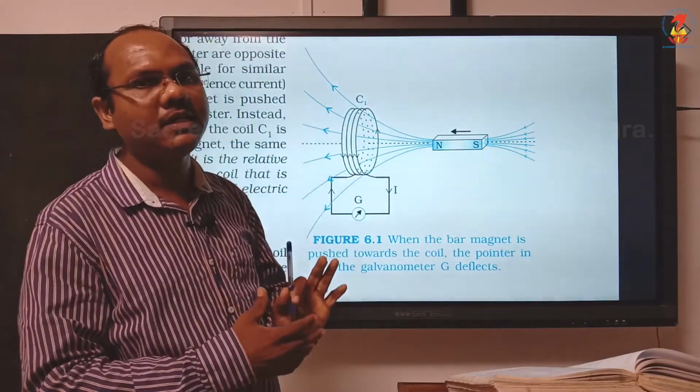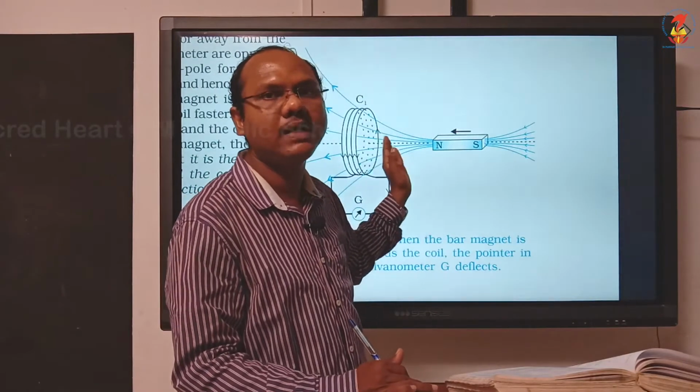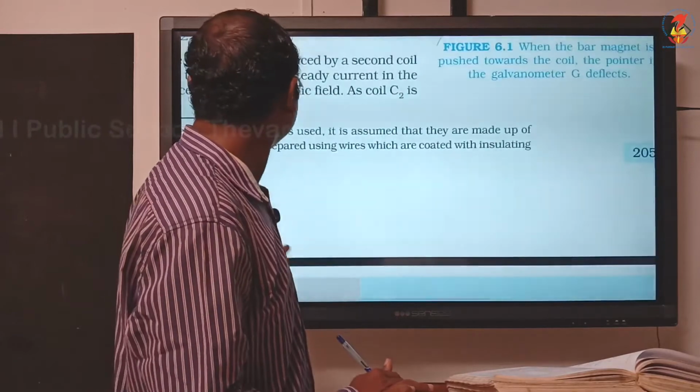So from this experiment, we understood that due to the movement, there is a change in the magnetic flux and current will be formed. Now let us see the second experiment.